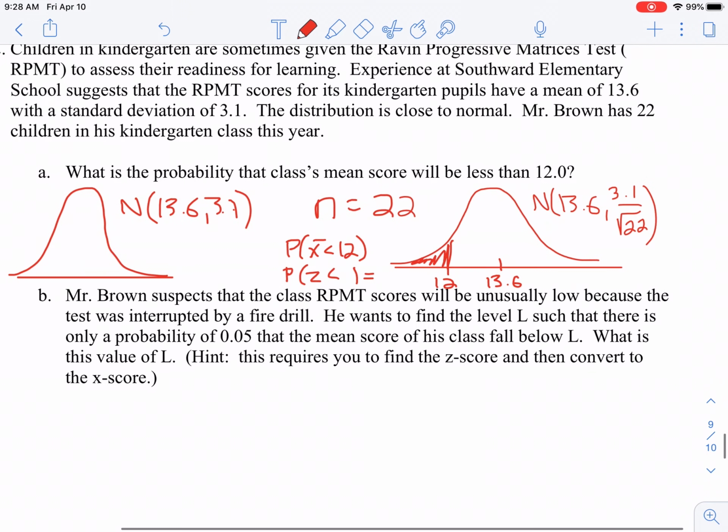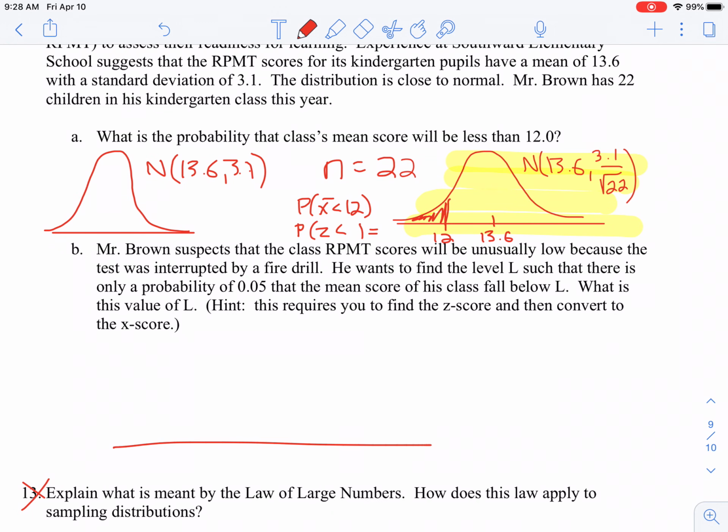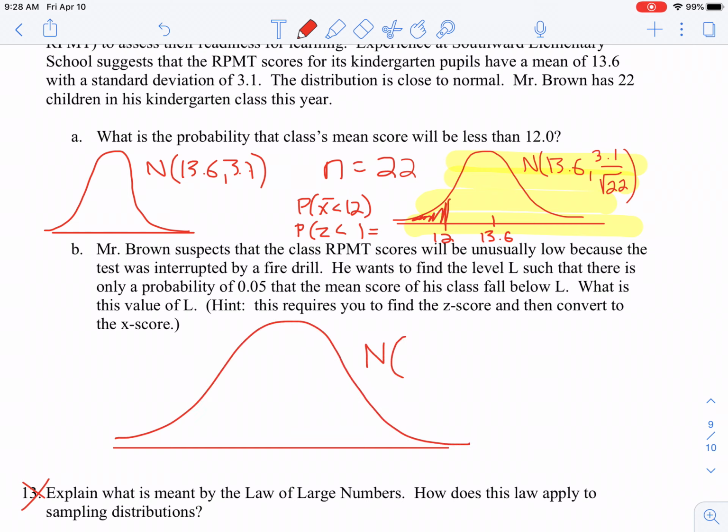For B now, we're using this same model right here. And now we're saying, his class of 22 again, so we're imagining all the samples of size 22. So again, the normal model, centered at 13.6 with a standard deviation of 3.1 over square root of 22.